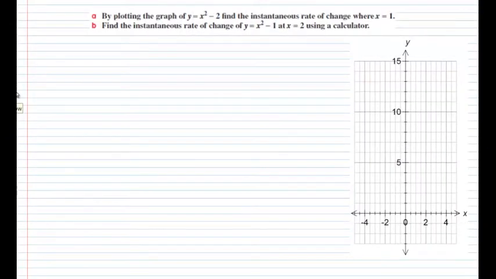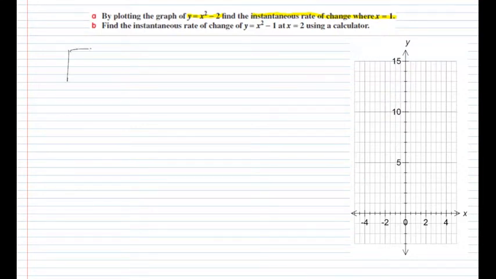Okay, so it's now time for a worked example of a type of question that you're likely to come across when dealing with instantaneous rates of change. Now the question says, by plotting the graph of y equals x squared minus 2, find the instantaneous rate of change where x is equal to 1. So looking for the instantaneous rate of change where x is equal to 1. Now, what does this mean? Well, basically, the first thing we need to do is sketch the graph of y equals x squared minus 2.